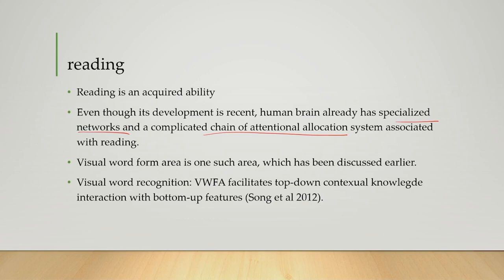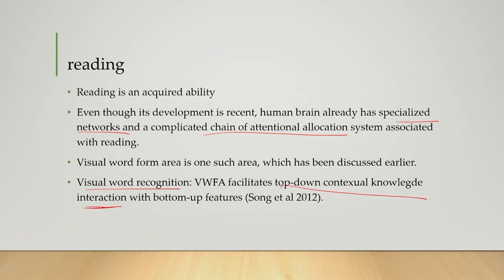So, visual word form area is one such area which we have discussed in the last lecture, which basically looks at identifying the visual word form and so on. So, this leads to visual word recognition. While reading, there are various stages of reading. First you have to recognize the word and so on. So, visual word form area facilitates the top down contextual knowledge and its interaction with the bottom up features.